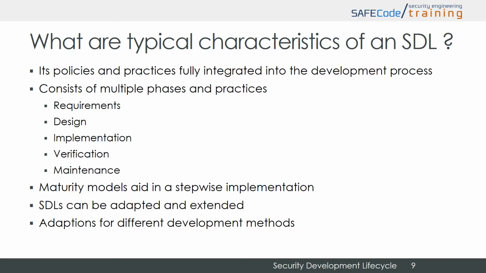A typical characteristic of an SDL is that it isn't a one-time effort, but rather a continuous process that is improved over time. Every SDL consists of multiple phases which map mostly to the classic software development process. Typical phases like requirements, engineering, design, implementation, verification, and maintenance are essential parts of an SDL, but it could also contain additional phases. Furthermore, it is possible to map a modern SDL to an agile development method due to its flexibility.